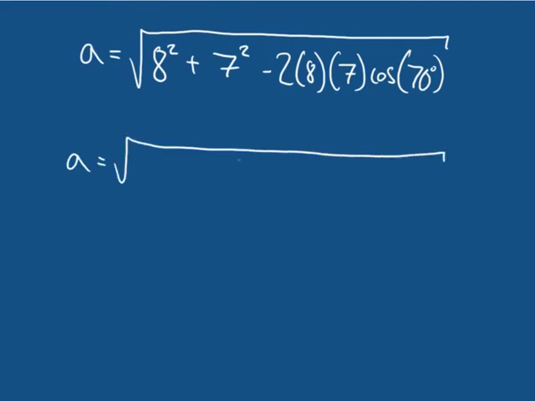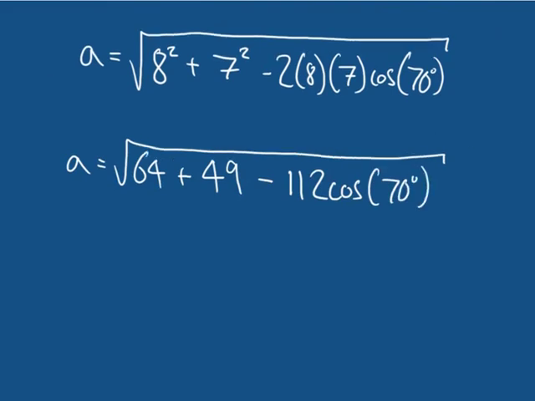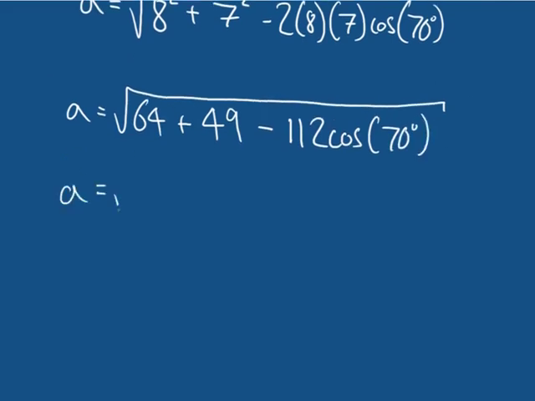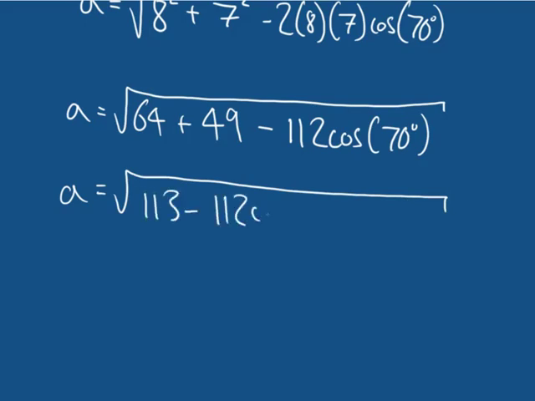So if we start to work this out, it's going to give us A is equal to the square root of 8 squared is 64, plus 7 squared is 49, minus 2 times 8 is 16, 16 times 7 is 112, cosine 70 degrees. We can now simplify this a bit further, because 64 plus 49 is 113, minus 112 cosine of 70 degrees.